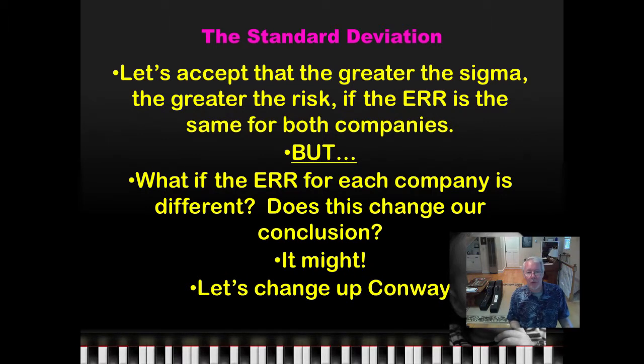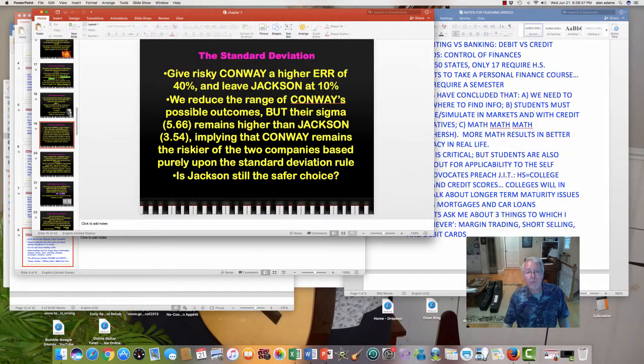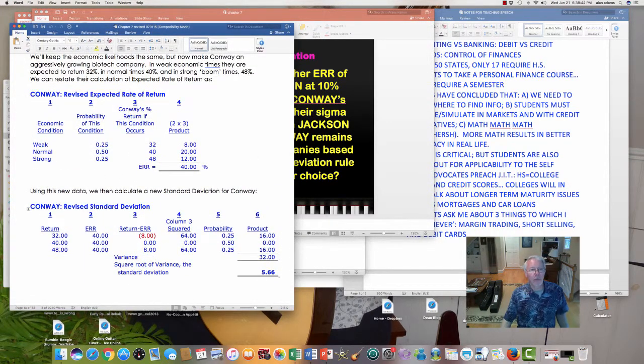So we're going to change up Conway, and I'll refer to the text. If I can find it. Ah, there it is. I'm going to leave Jackson right where they were, but I'm going to change Conway. So I'm going to redo their returns. I'm going to keep the economic conditions the same, but when I look back on their past, let's assume instead, like it was a loss of 15, 10% normal, all the way up to a high of 35%.